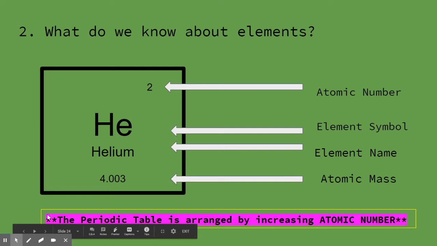The periodic table is arranged by increasing atomic number. I can't say that enough. That'll be on every assessment you see from this day forward. The periodic table is arranged by increasing atomic number.